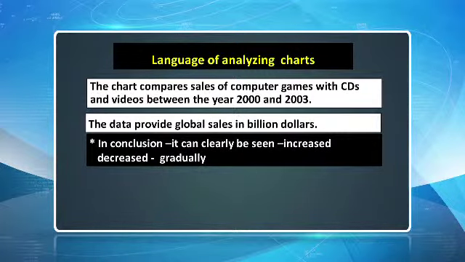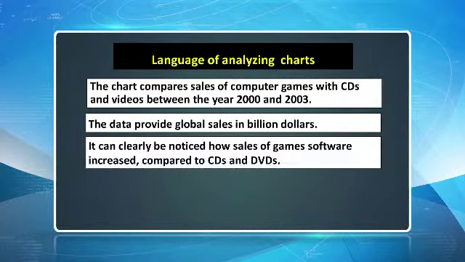In conclusion, it can clearly be seen, increased, decreased, gradually. Pay attention because these are really important words that you can include in analyzing the charts and writing down your sentences. So an example would be, it can clearly be noticed how sales of game software increased compared to CDs and DVDs. This is, of course, very formal language that we use to assess and look at tables and charts.